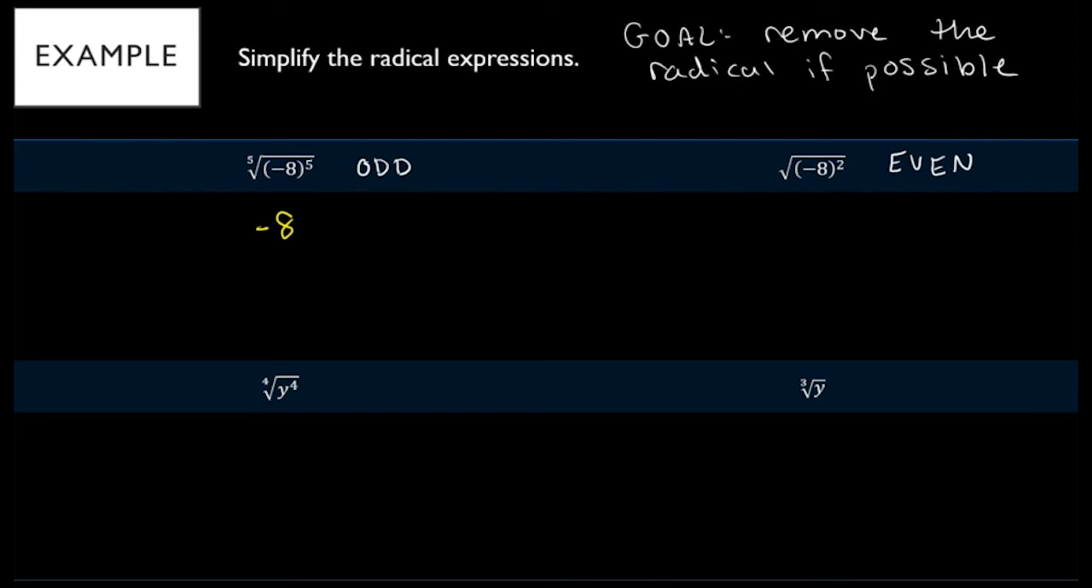Now on the right, we've got even. So the square root is canceling out a square. And when it's an even, your answer is not -8. You have to take the absolute value. So we're going to have the absolute value of -8, which is actually going to give us a +8 for our answer. So this is the difference here: if it's an odd, you can get a negative. If it's an even, we want the positive out.